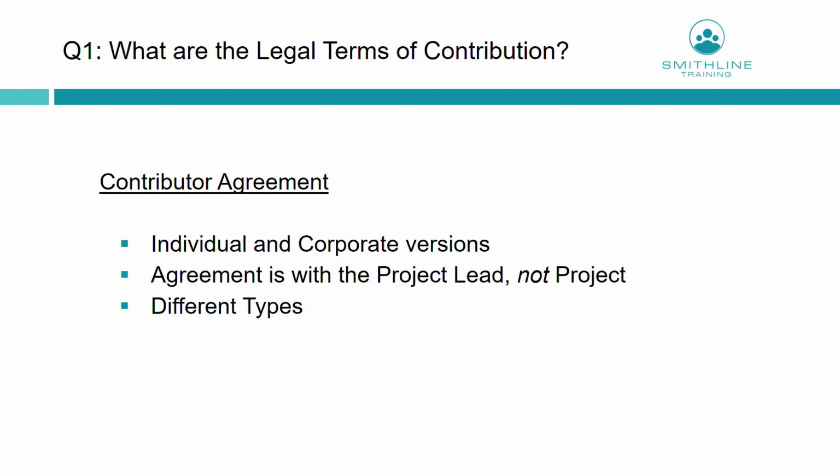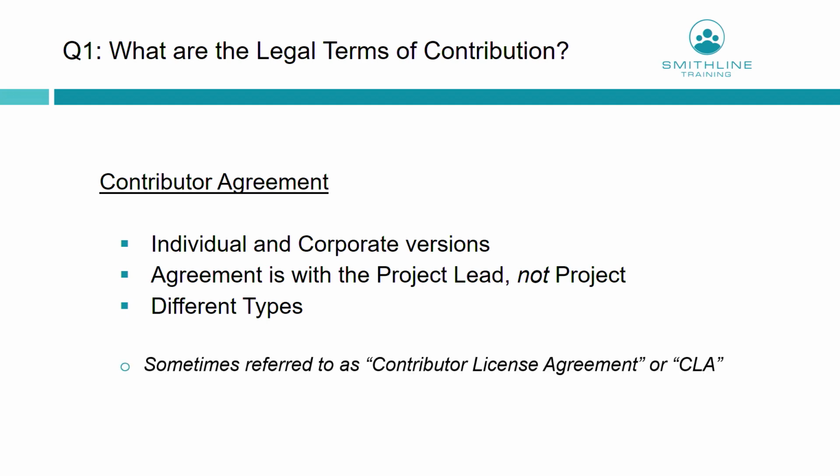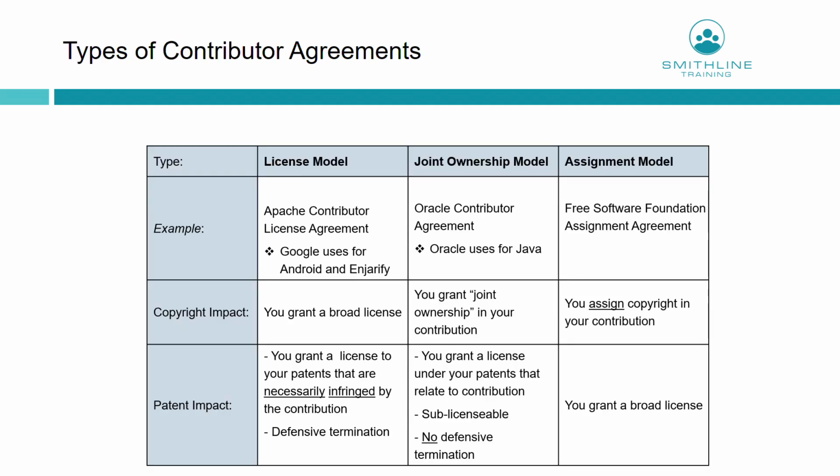The third thing to know about contributor agreements is that there are a few different types of agreements, and I'm going to explain each of them to you in just a minute. By the way, contributor agreements are sometimes referred to as contributor license agreements or CLAs. Now, there are 3 models of contributor agreements. The first model is the license model.